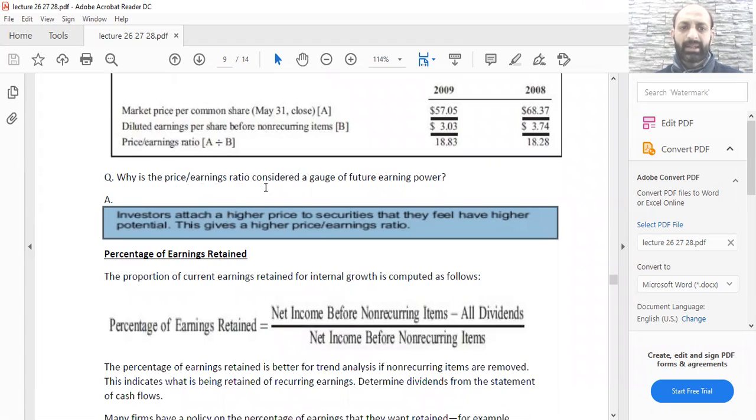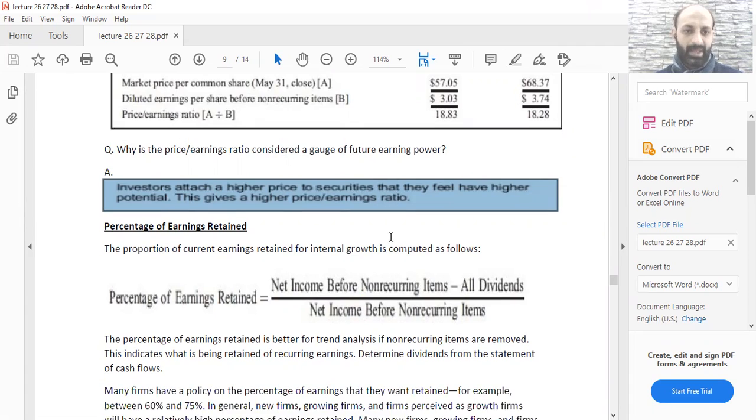Why is the price earnings ratio considered a gauge of future earning power? Because the investors attach a higher price to the securities that they feel have higher potential. This gives a higher price earnings ratio.